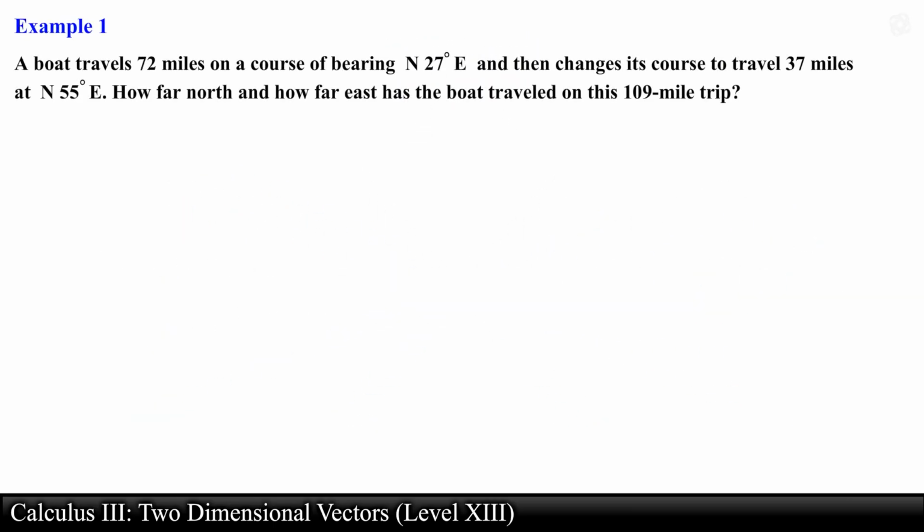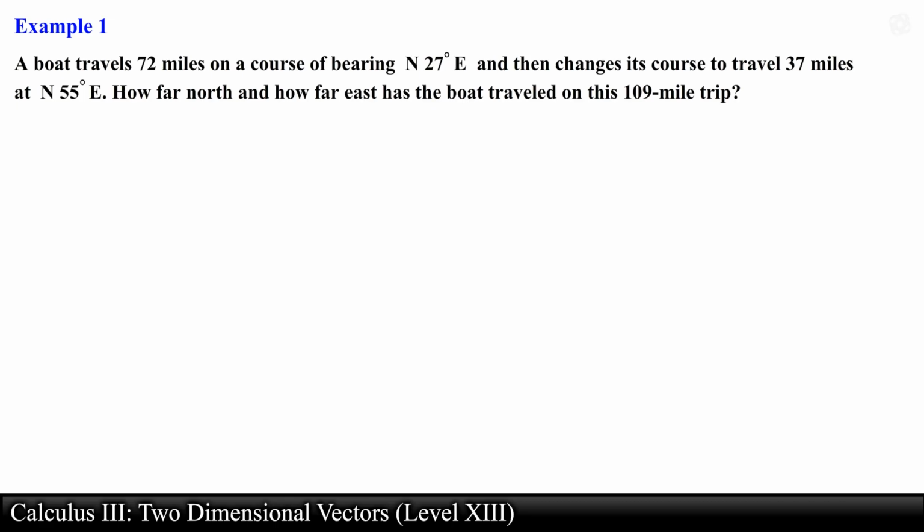A boat travels 72 miles on a course of bearing 27 degrees east of north, and then changes its course to travel 37 miles at 55 degrees east of north. How far north and how far east has the boat traveled on this 109-mile trip?